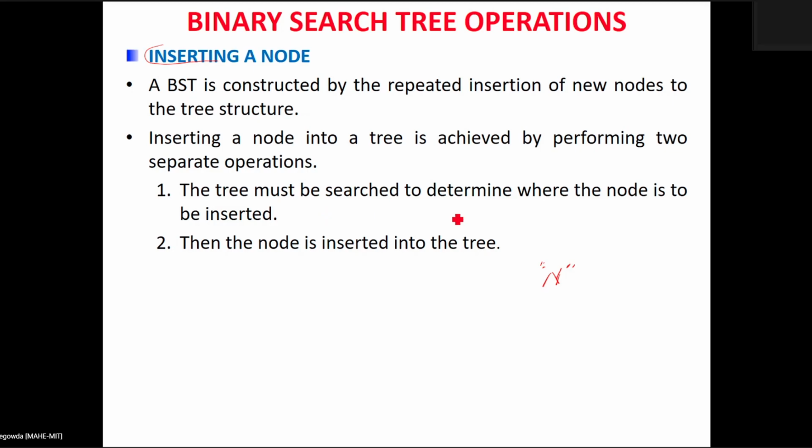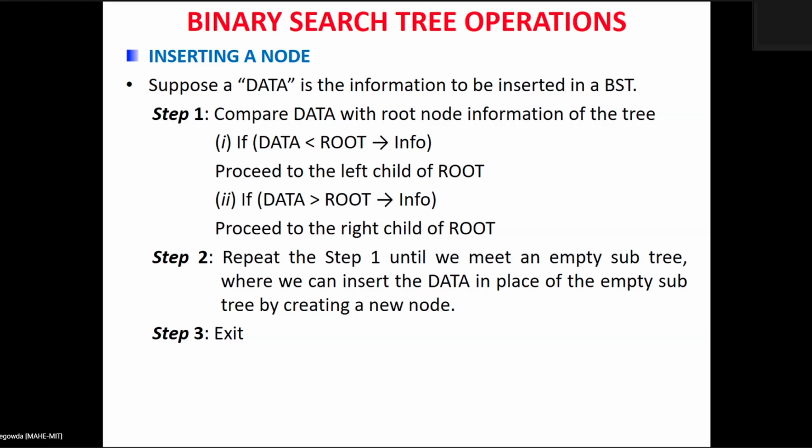You need to do a search operation first to determine where the node is to be inserted, whether it is going to be inserted at the left of the parent node X, or at the right of the parent node X. Then the node will be inserted into the tree. So the insertion is made up of two operations. One is the search operation. The second one is adding or inserting a node into the correct position.